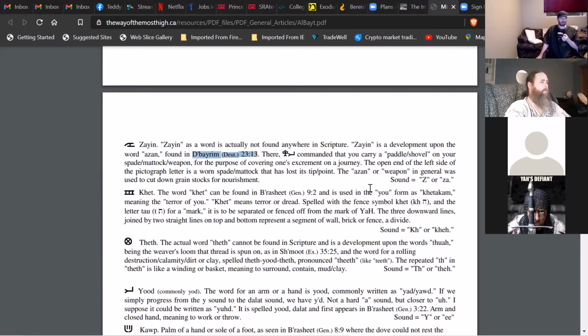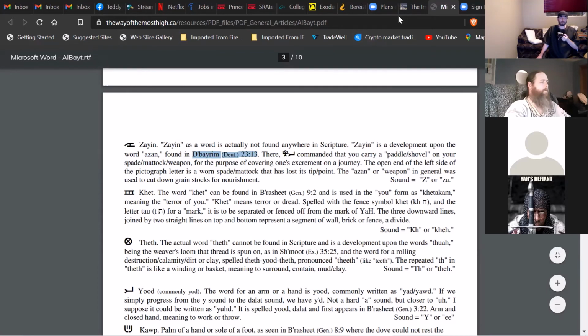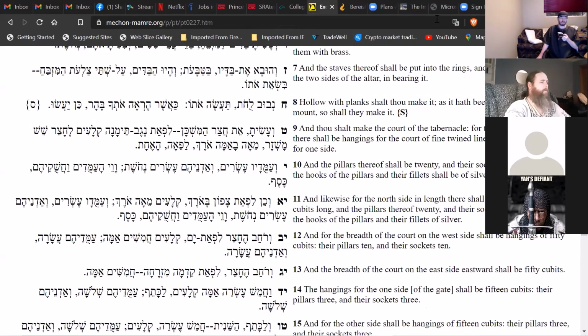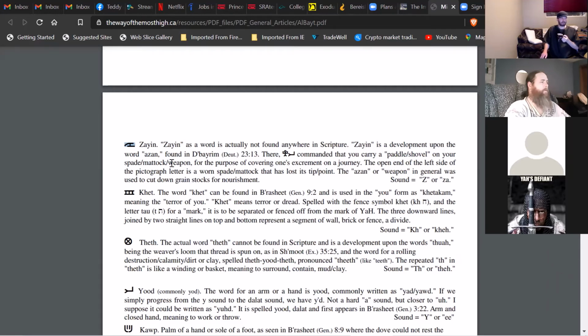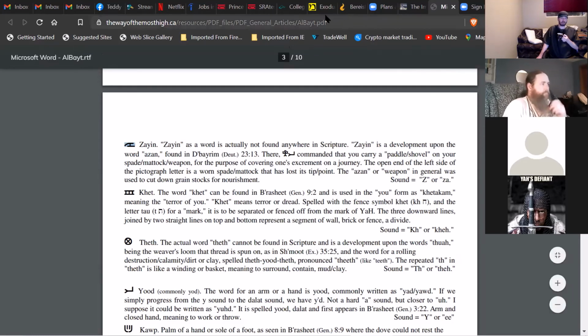So we're going to go to Deuteronomy chapter 23, verse 13. And before we do that, I'll just go over again what this looks like. This is a mattock. The mattock that would be used for plowing a trench to plant your seeds. So it could be a spade or a shovel or something that is used for a weapon. We're going to go to Deuteronomy 23:13 for that one.